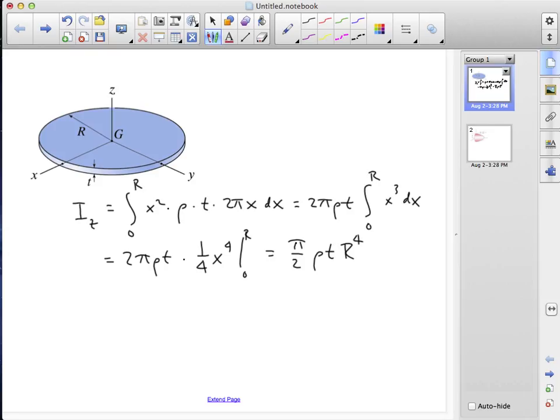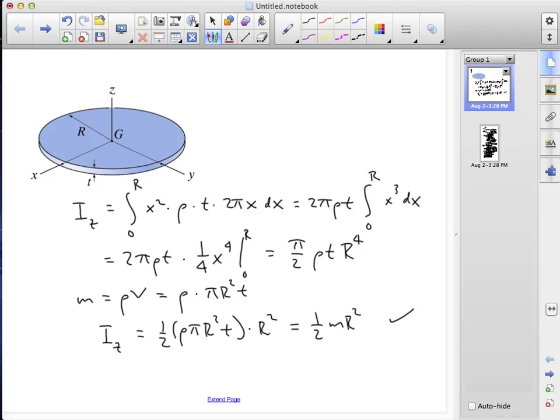Now we could actually leave our result this way, but it's traditional to recombine terms so that we get something that's clearly defined as the mass of the object in the expression. And we could write the mass as density times volume for a cylinder, whether it's a disk or a larger cylinder. This is just going to be pi r squared times the thickness. So we'll group terms, and that gives us 1/2 mr squared.